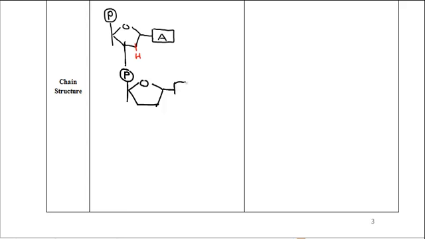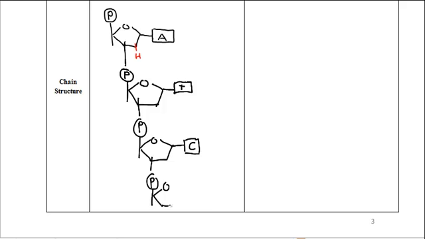Pick another base. This time I'll pick T. And then we draw the next one. Another base, C. One more time. See how the phosphate's attaching to the 5' carbon, and then when we bring in the next nucleotide, it attaches to the 3' carbon. That's why we say that DNA grows 5' to 3'.